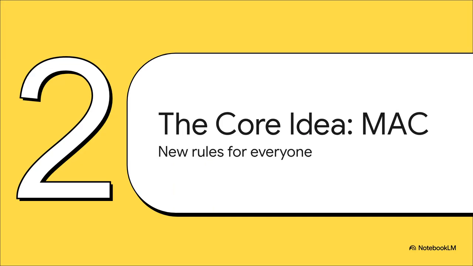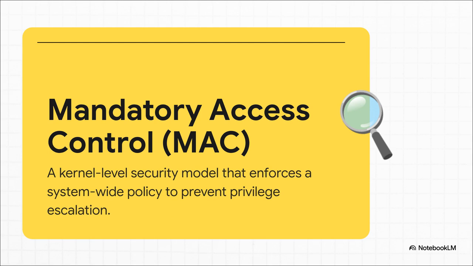Okay, so let's dig a little deeper into that core concept, mandatory access control. It's really about bringing in a brand new, much stricter set of rules that apply to literally everyone and everything on the system. So here's the textbook definition. MAC is a kernel-level security mechanism that enforces system-wide policies. The whole point is to restrict even the root user, to stop something called privilege escalation. But what does that actually mean? Look, it's a security model baked right into the Linux kernel. Its number one job is to stop a bad situation from getting worse.